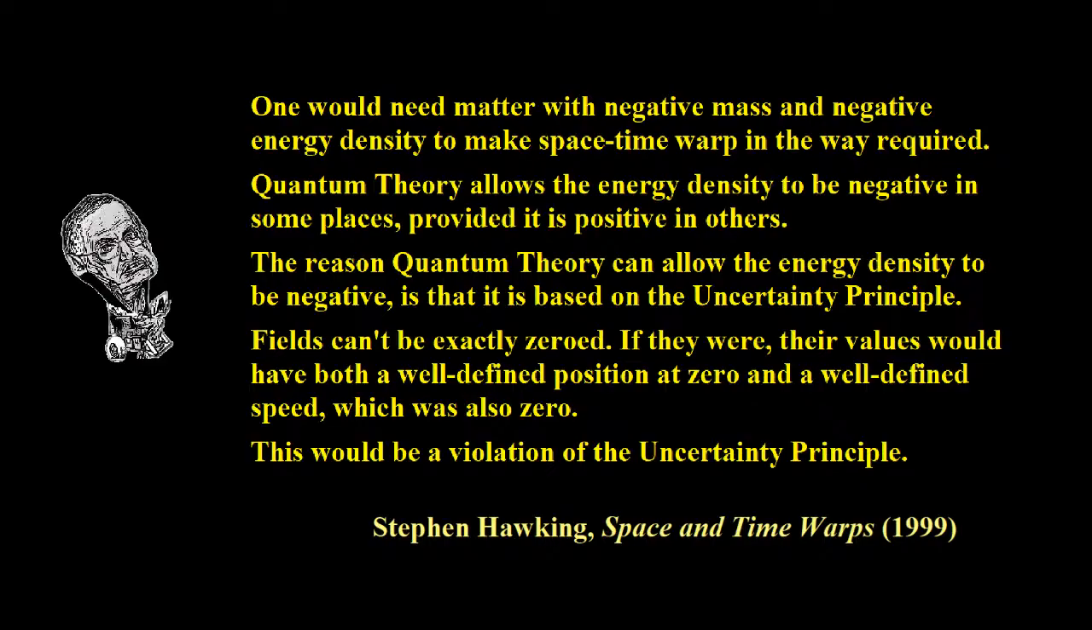Heisenberg's indeterminacy. Okay? Fields can't be exactly zeroed. If they were, their value would have both a well-defined position at zero and a well-defined speed, which was also zero. This would be a violation of the uncertainty principle. See how they fix these problems? With all this nonsense, this double talk. They say we have the uncertainty principle, right? What is the uncertainty principle?